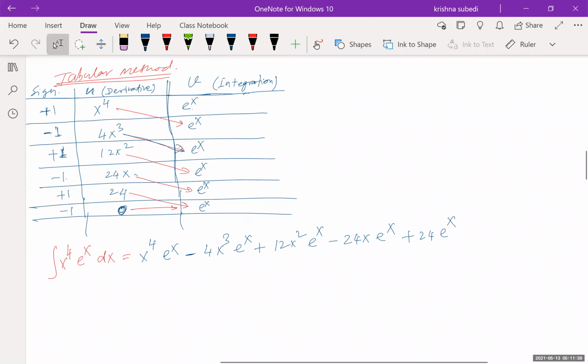And the last one always comes with integration. So this integration, 0 times e to the x dx. But 0 times anything will be 0, so I don't have to write that. So simply, the last one will be 0 plus c. That is your answer, done.